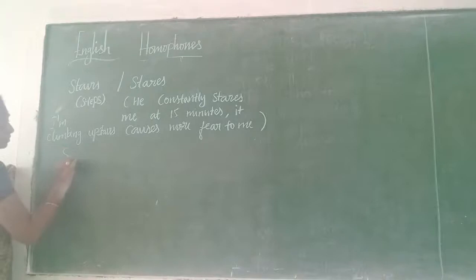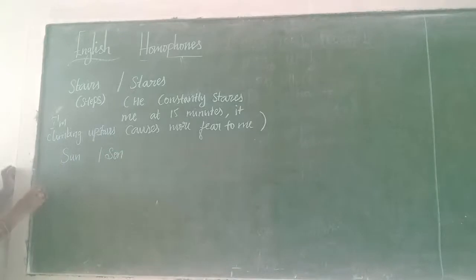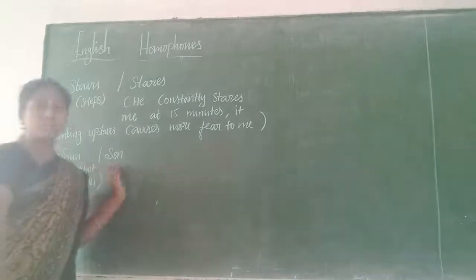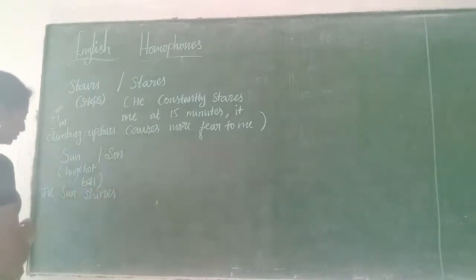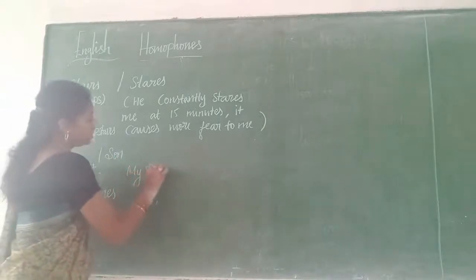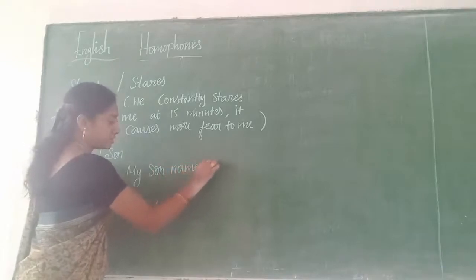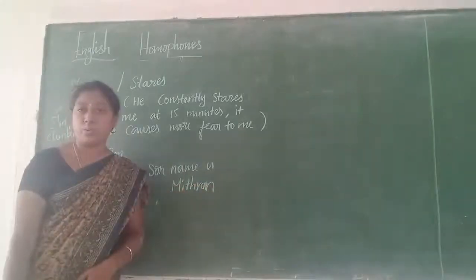Sun. The sun is a huge hot ball. Here the sun shines. And son: my son's name is Mitran. Sun, son. Okay, next one.